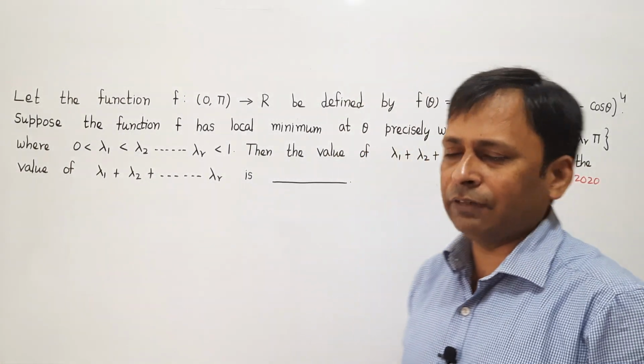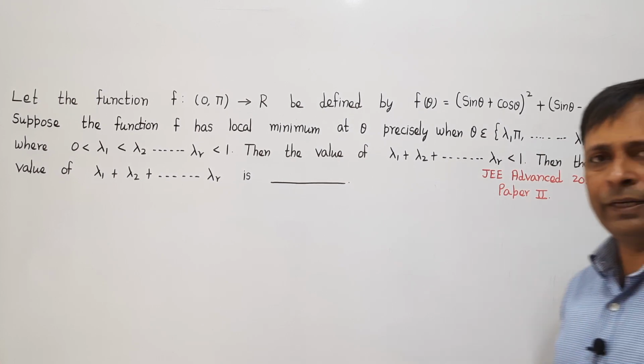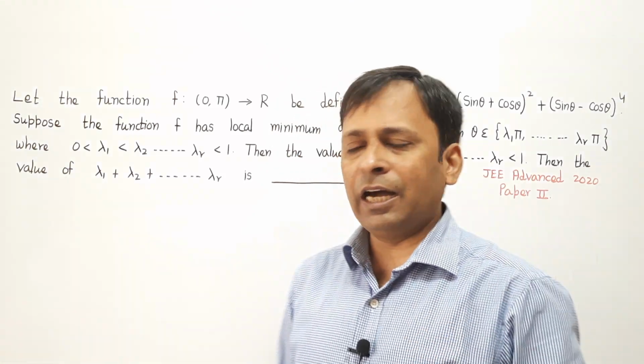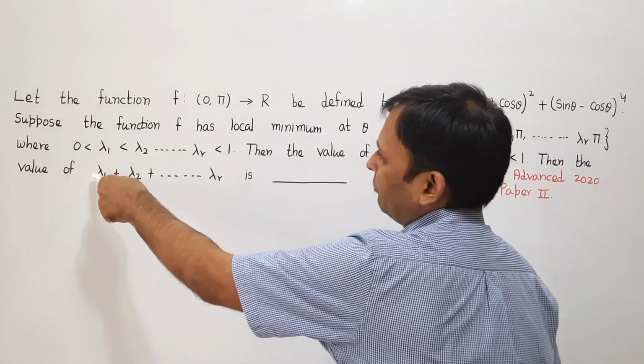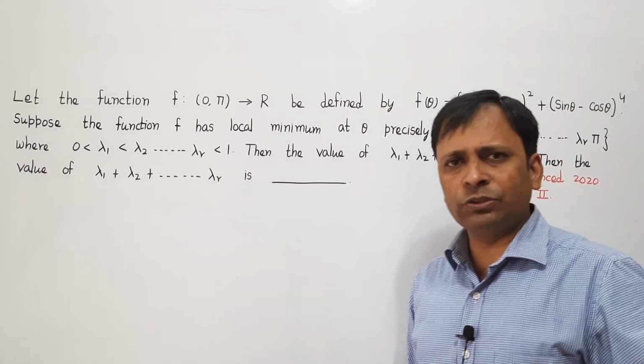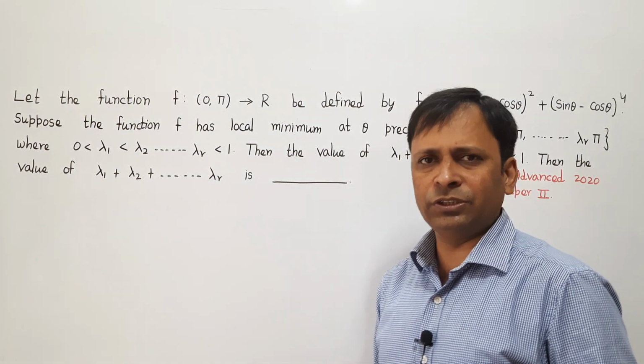Those values of theta we will compare with the elements of this set, lambda 1 pi, lambda 2 pi and so on. That means we will get the values of all the lambdas, and after that he is asking what would be the addition of all these lambdas, that means lambda 1 plus lambda 2 and so on. That is what he is asking in this question.